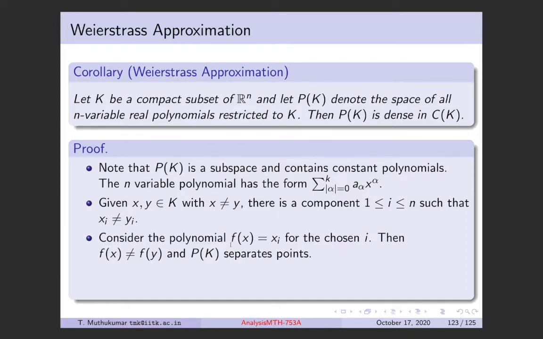Now you consider this polynomial, which is the projection to the ith real line, the ith axis. So x projected to the xi component, for the chosen i for which this is distinct. Now this separates points, and this is a continuous function. So this set of polynomials also separates points. So it's dense in C(K). Okay.